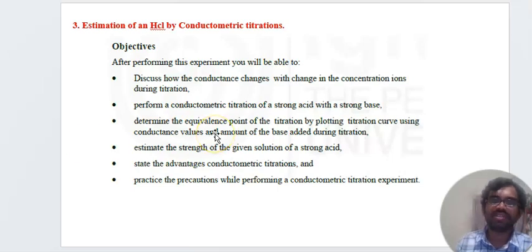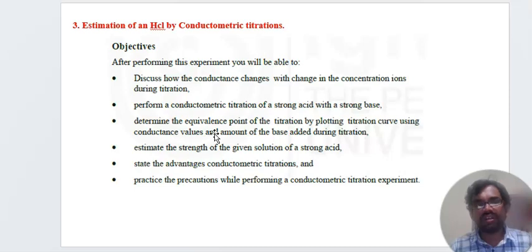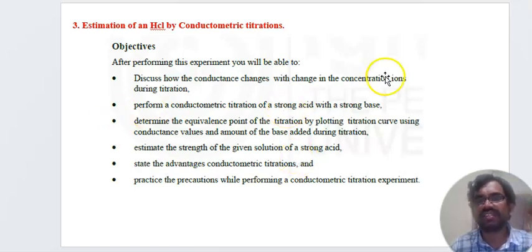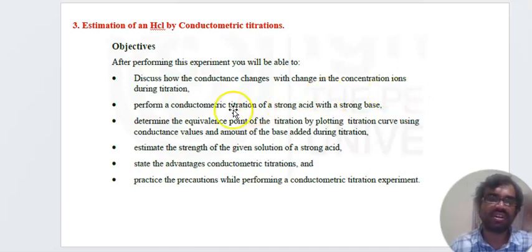Then you can see the estimation of hydrochloric acid by conductometric titration. The third experiment is the estimation of hydrochloric acid by conductometric titration. Objective: after performing this experiment, we will be able to discuss how the conductance changes with the change in ion concentration during the titration, performing a conductometric titration of a strong acid with a strong base.